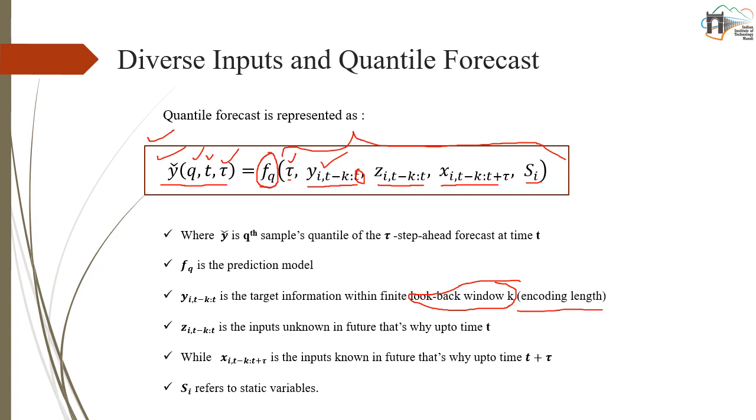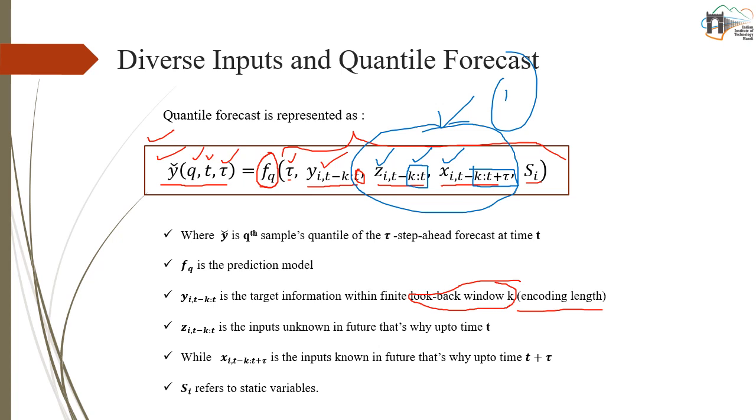Now what is more important is this: z_i and x_i, both are input variables, but what's important about them is that the z inputs are unknown in the future. That's why they are only known from the look back period k to the time t. But when we are talking about x, these are the inputs which are known in the future also. That's why they have been given a time interval from the look back period k to t plus tau.